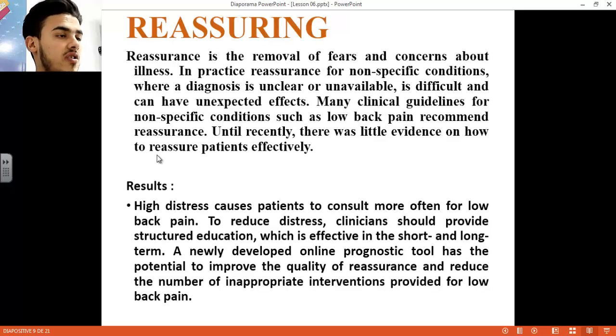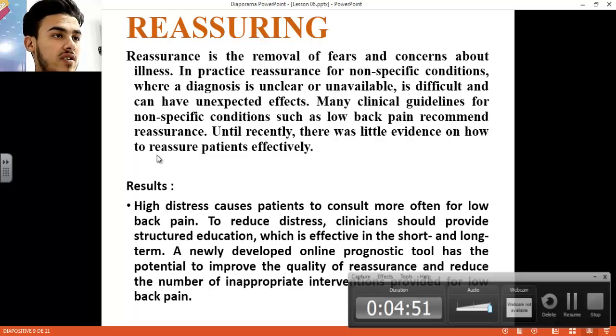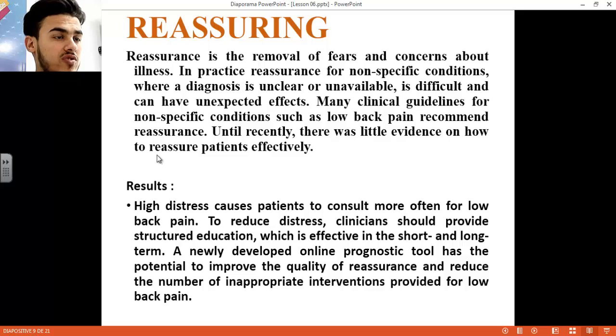So, reassuring. Reassurance is the removal of fears and concerns about illness. In practice, reassurance for non-specific conditions where a diagnosis is unclear or unavailable is difficult and can have unexpected effects. Many clinical guidelines for non-specific conditions, such as low back pain, recommend reassurance. Until recently, there was little evidence on how to reassure patients effectively. So the role of the nurse here is to reassure his patients and reduce the fears of the patients.